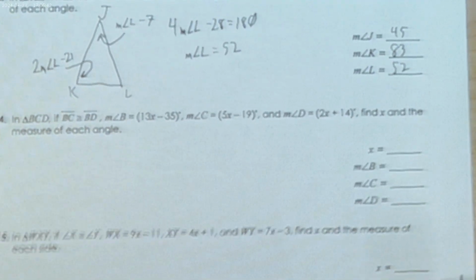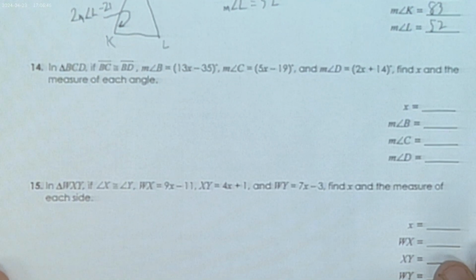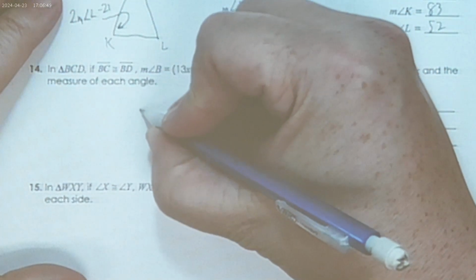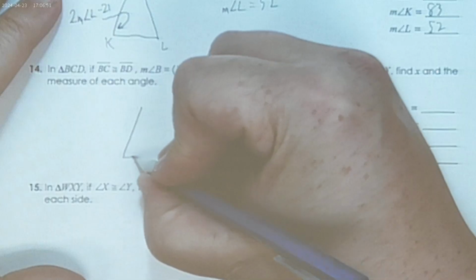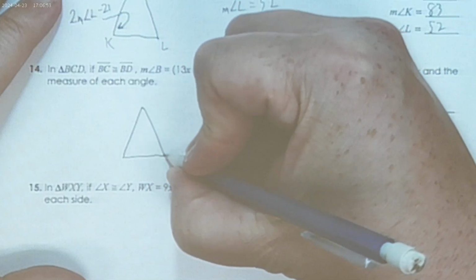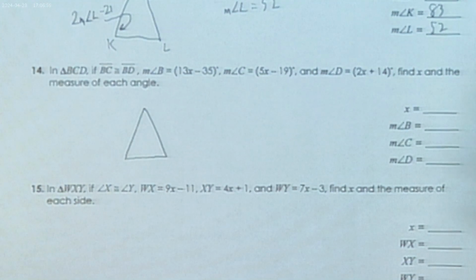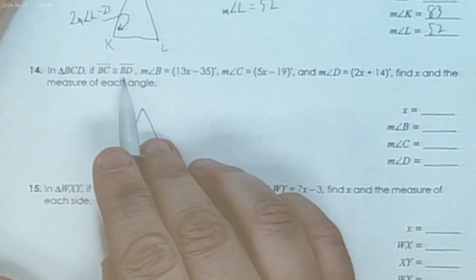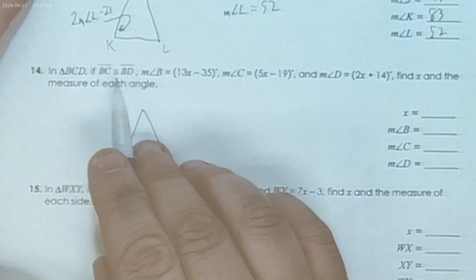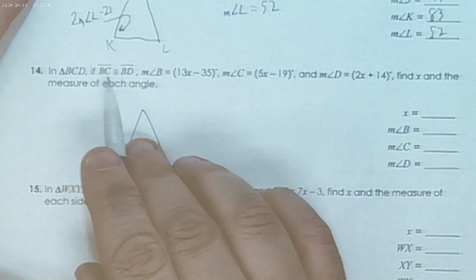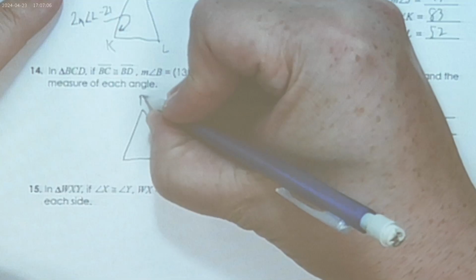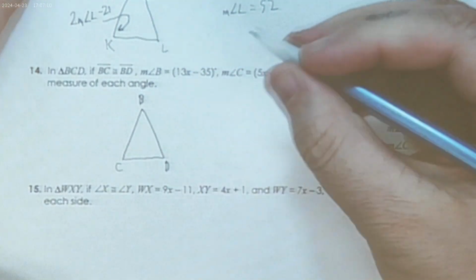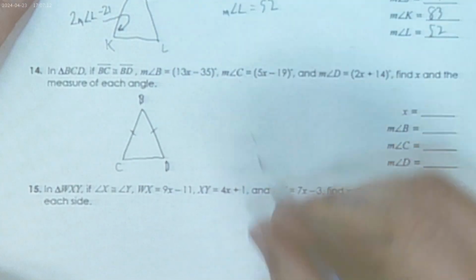All right. So in BCD, BC is congruent to BD. All right, so we're back to isosceles triangles. And the main reason that we always want to draw the triangles first: I've got BC congruent to BD. I see that I've got B in common with both of the points. So that means I'm going to put B at the top of the triangle, then C, and then D at the bottom. So there we go.